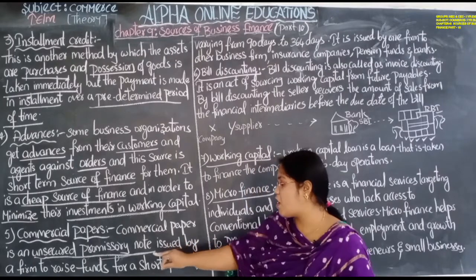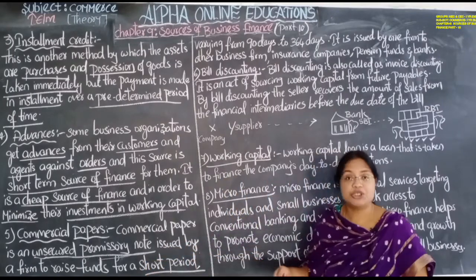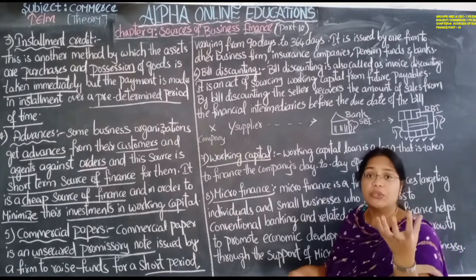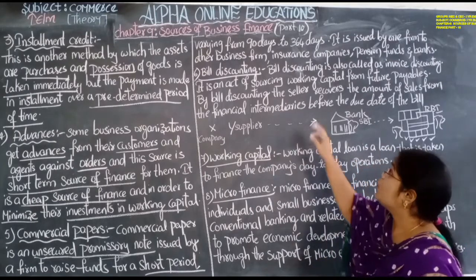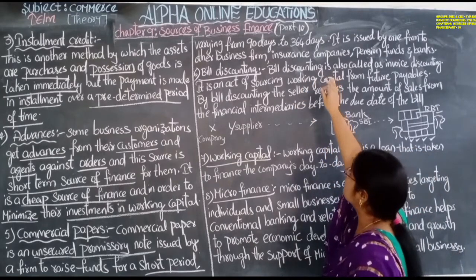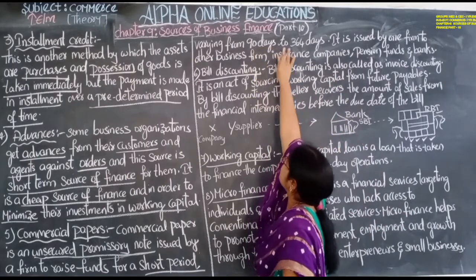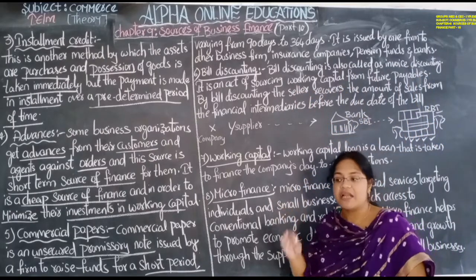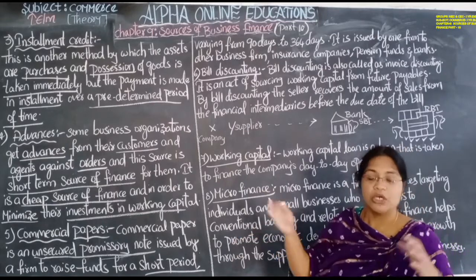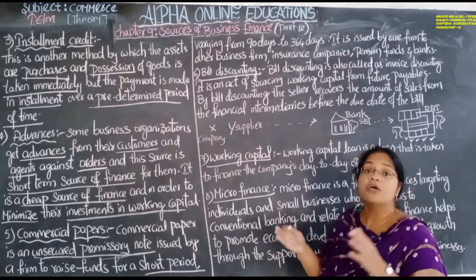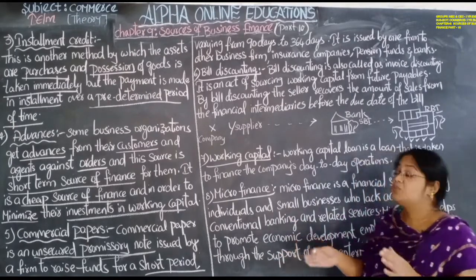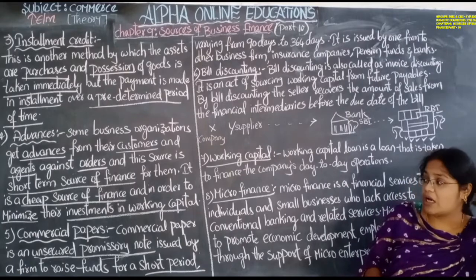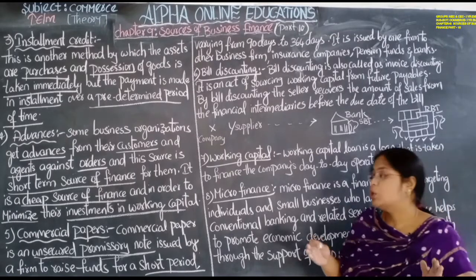They are issued by a firm to raise funds for a short period. The promissory notes are unsecured, and are issued by the firm to raise the fund for a short period, varying from 90 days to 364 days. It is generally issued by one business firm to another business firm, or to insurance companies, pension funds and banks. It is issued by one organization to another organization.